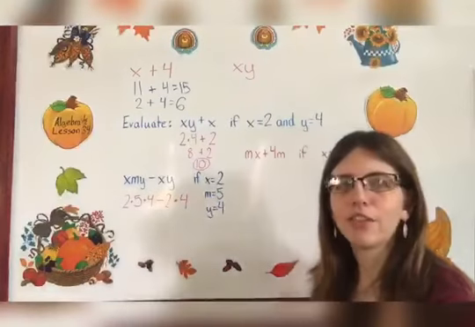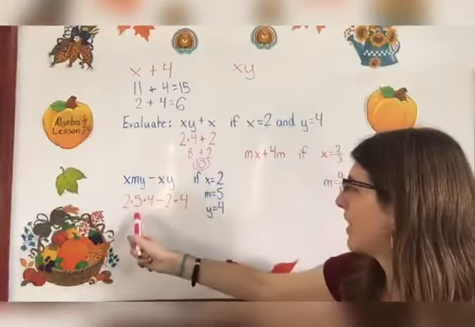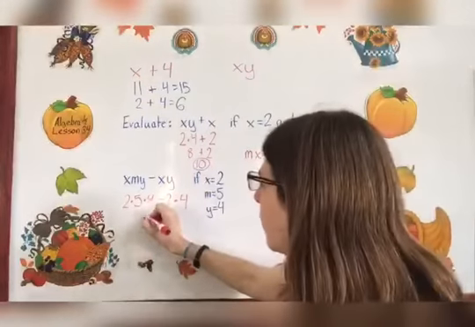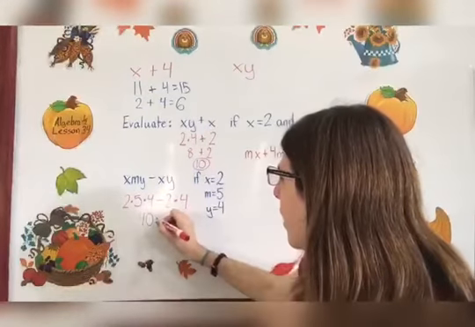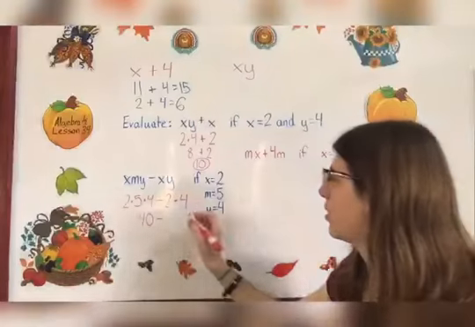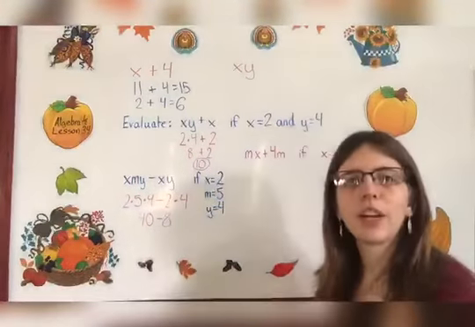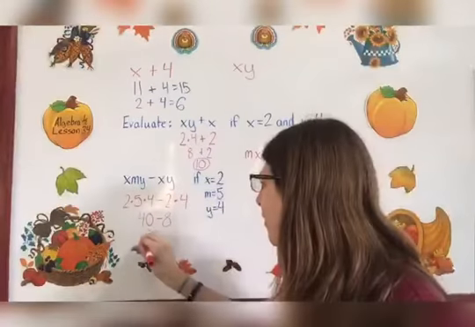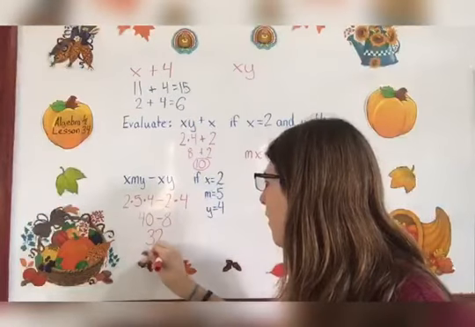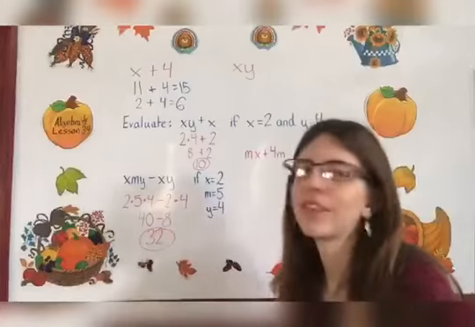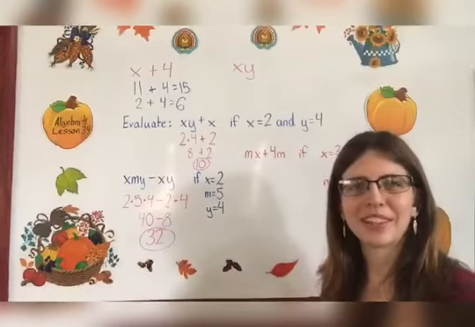Now I can solve. 2 times 5 is 10, times 4 is 40. Minus 2 times 4 is 8. 40 minus 8 is 32. So 32 is your answer.